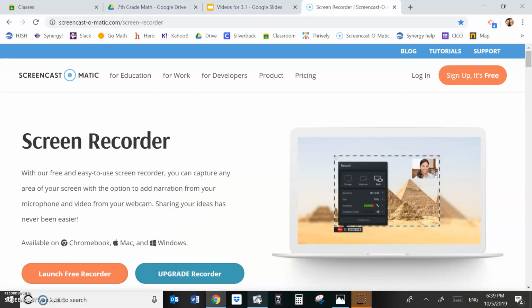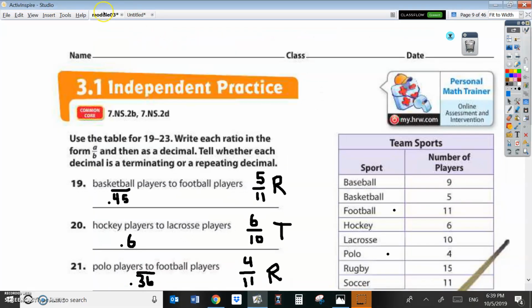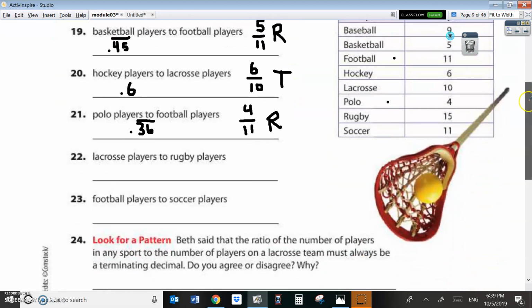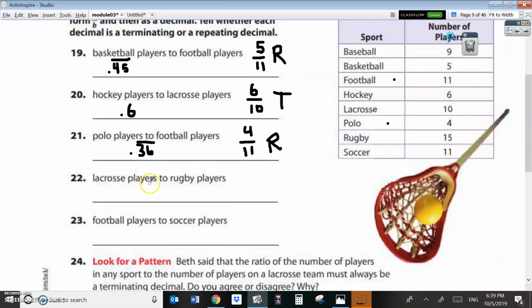Okay, let's go back over here to page 65, and we need to look down a little further on the page. Lacrosse players to rugby players. Lacrosse has 10 and rugby has 15. So 10 over 15.